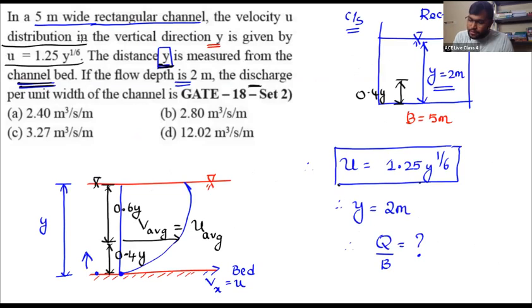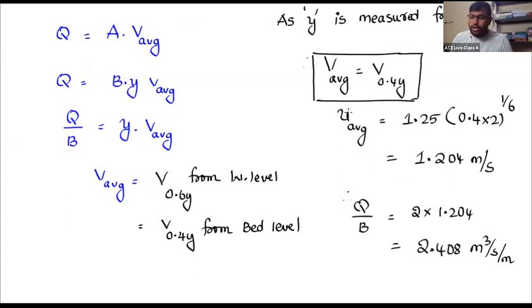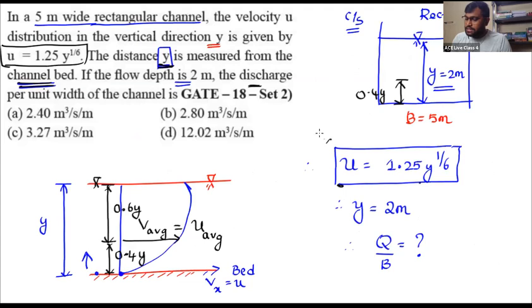Some of the people say, why have you given u average? Whatever relation they mentioned is in terms of u. So that's the reason I mentioned it as u average or v average. U or v, both are the same. U and v both represent the velocity only, so you don't need to worry about whether it's u average or v average. The equation they mentioned is in terms of u, right? So if I substitute y as 0.4y, then u becomes u average. Okay.